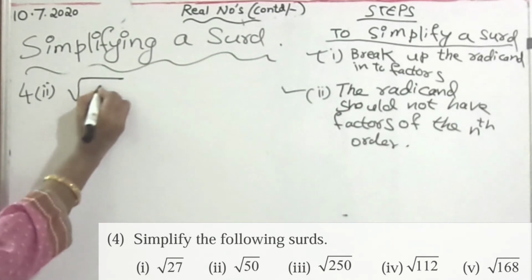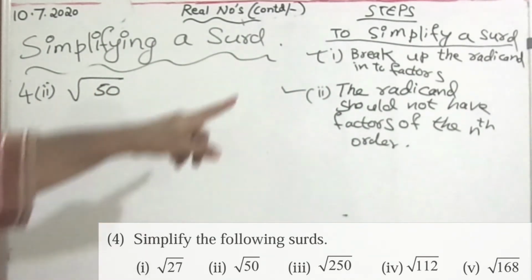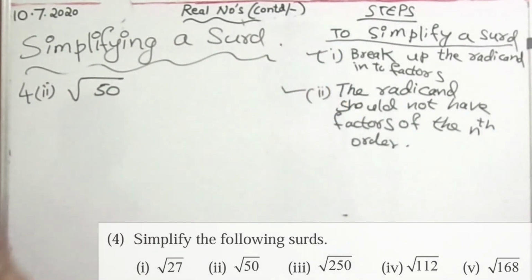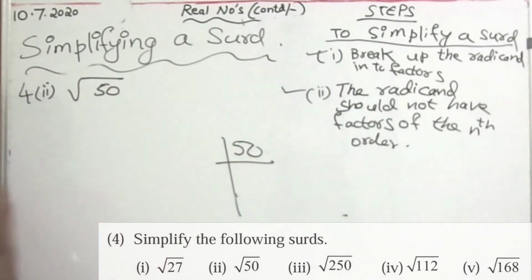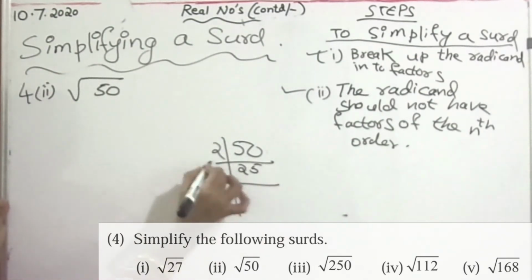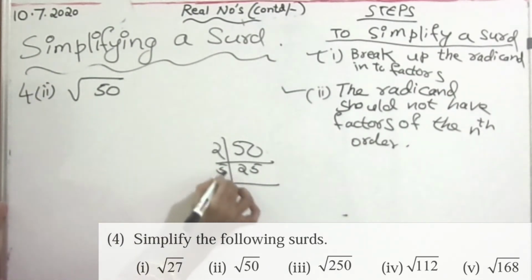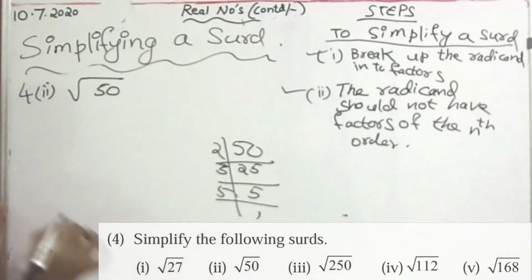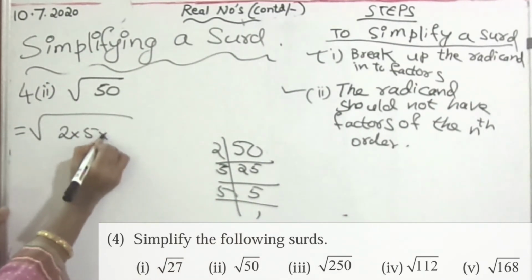Root 50. So how to simplify it? What is the first condition? Break up the radicand into factors. So 50, let us break up into factors. Smallest number which goes in 50, 2. 2 goes how much? 25. Then 2 does not go, 3 does not go, 5 goes. 5 5s are 25. Again 5 goes 1. So you get square root of 2 into 5 into 5.